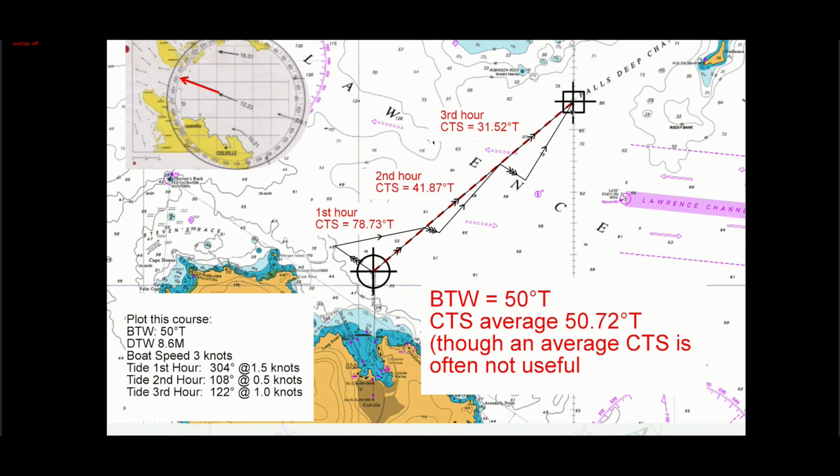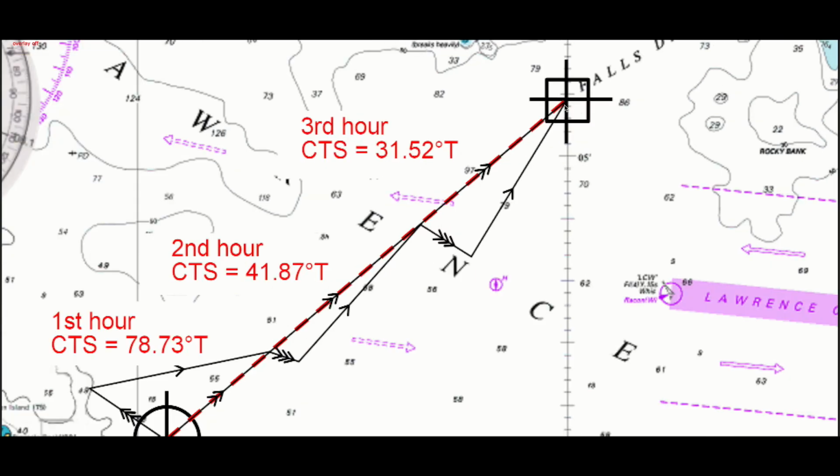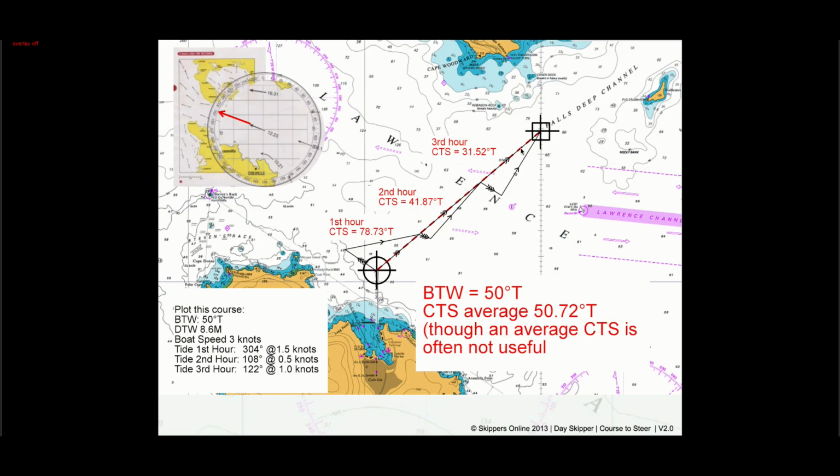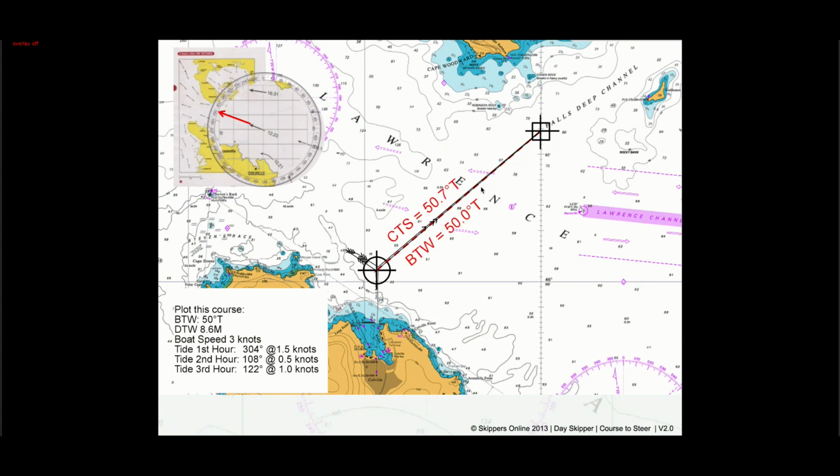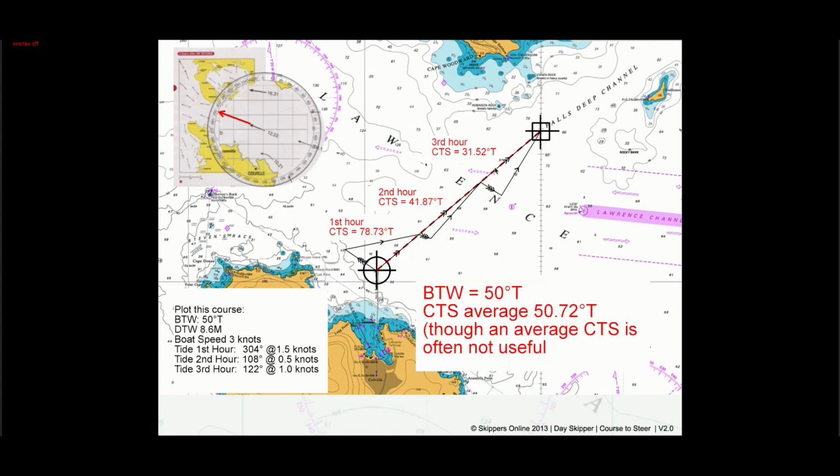And then the third hour, which lands bang on 3 hours. And that's a course of 122 degrees on the tide, 1 knot. And every time, obviously, this is 3 knots long on the water track here. And that's what we get there. So what we can do is compare that with this, and see which one is more useful.